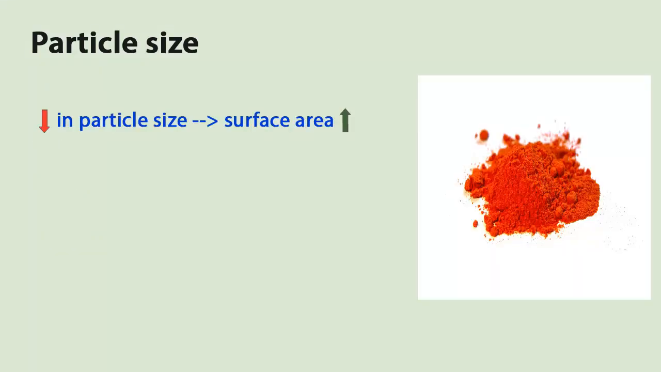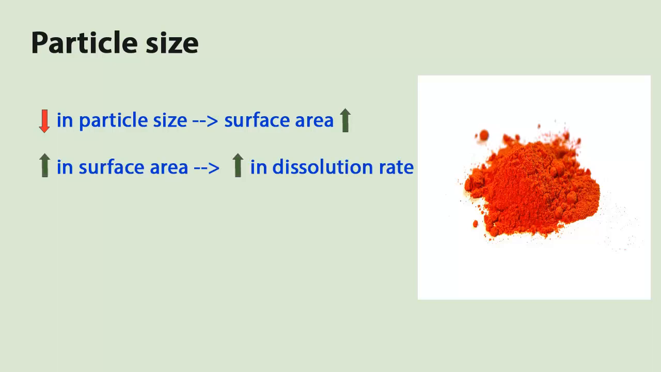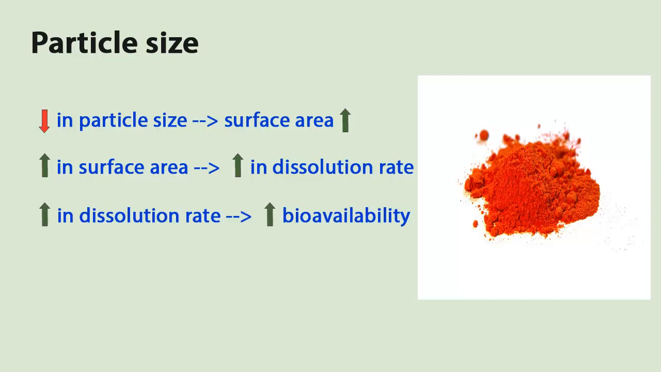Particle size. A decrease in particle size of a drug increases surface area. An increase in surface area increases the dissolution rate and subsequently increases the bioavailability of drug. A classical example is griseofulvin. Reducing the particle size of griseofulvin increases bioavailability.